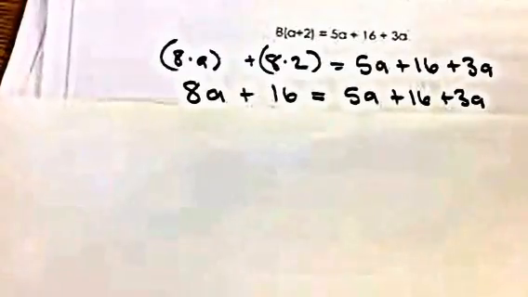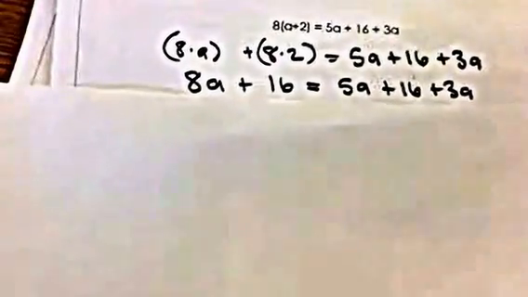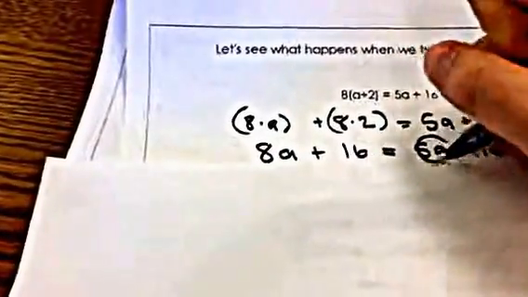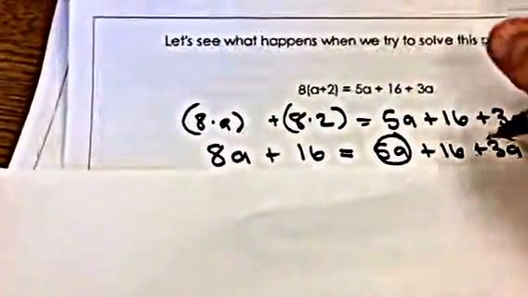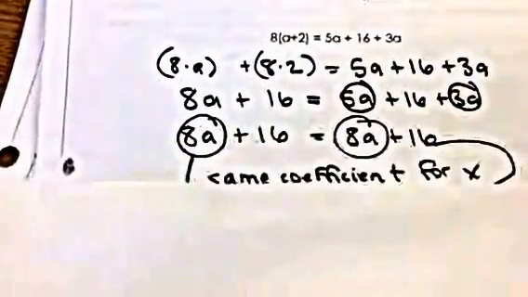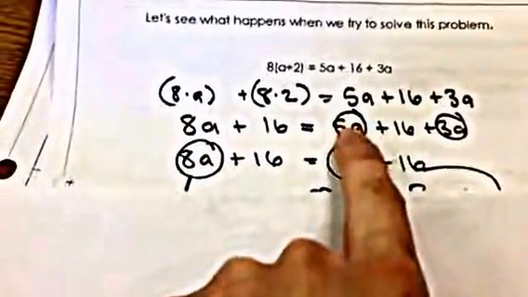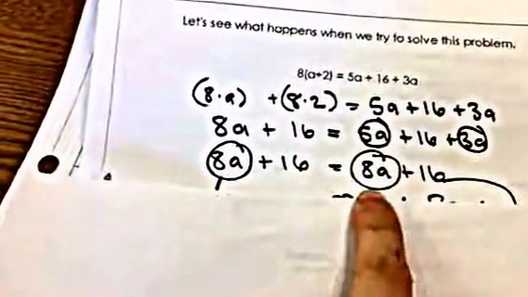But here's where our steps change, because in the past, we would just start moving terms. What we want to do is make sure that we combine our like terms. In this case, our like terms are 5a and 3a, because that's going to let us compare what we have on both sides. So when we combine 5a and 3a, we get 8a.